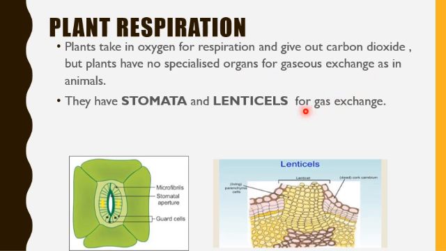They have very small, tiny openings present on the upper and lower surface of the leaves, through which the exchange of gases takes place, called stomata, and lenticels on the bark for gas exchange. So these are the stomata present on the upper and lower surface of the leaves, and the lenticels present on the cork cambium, that is a dead part of the stem.